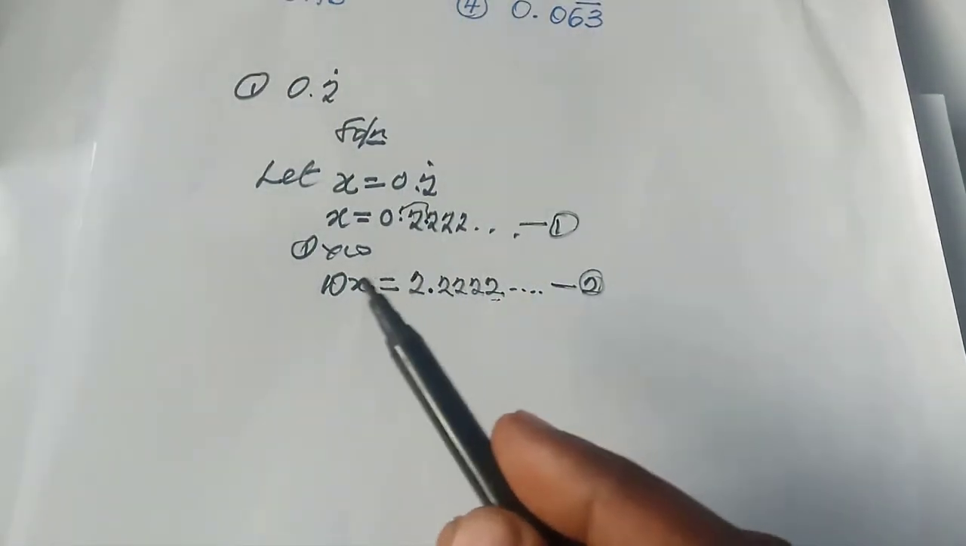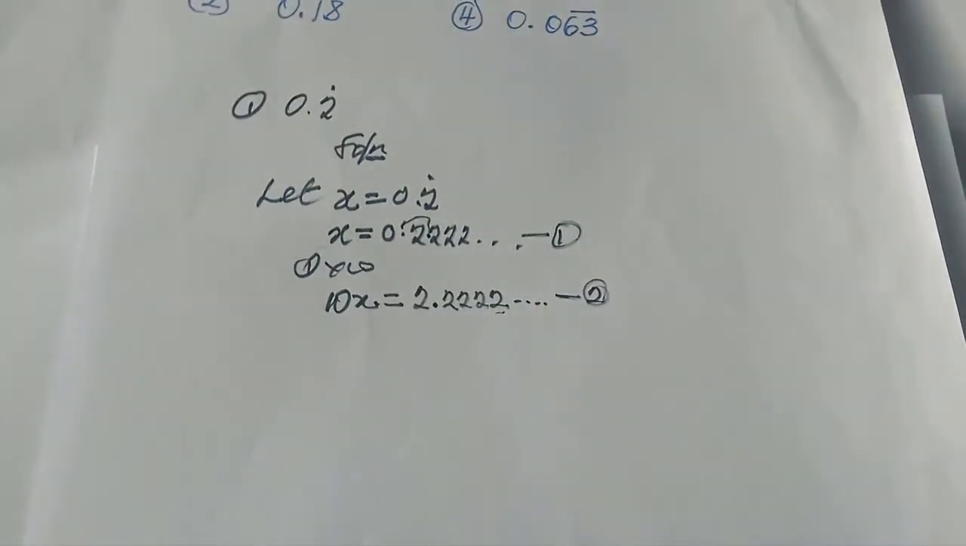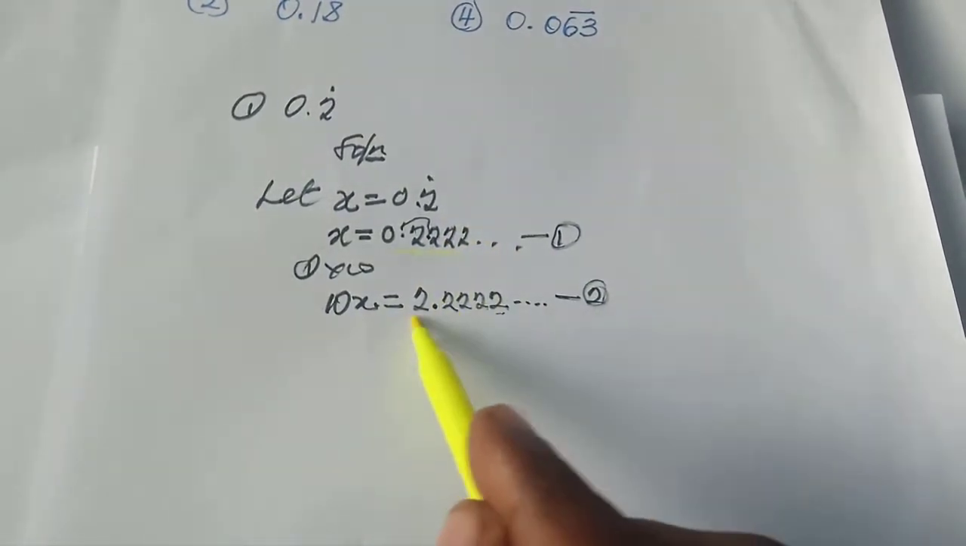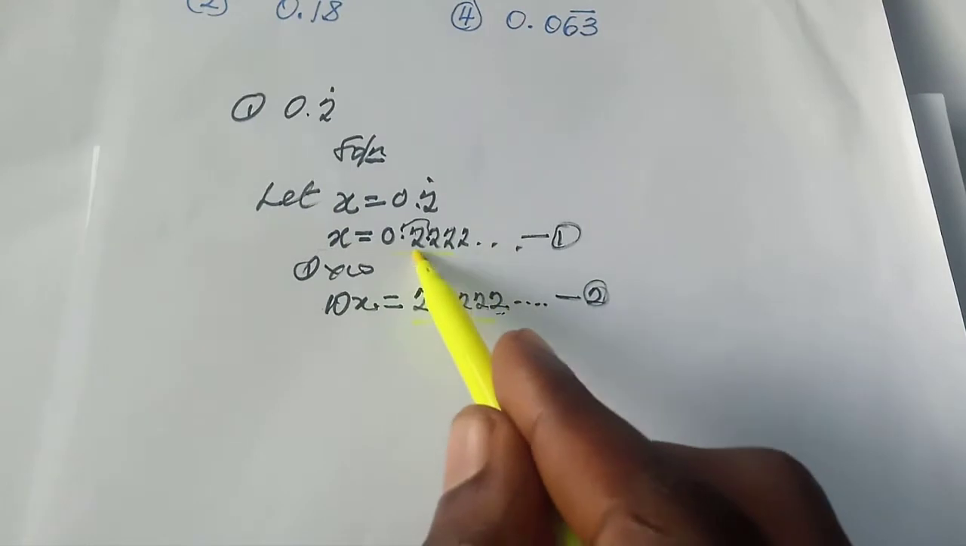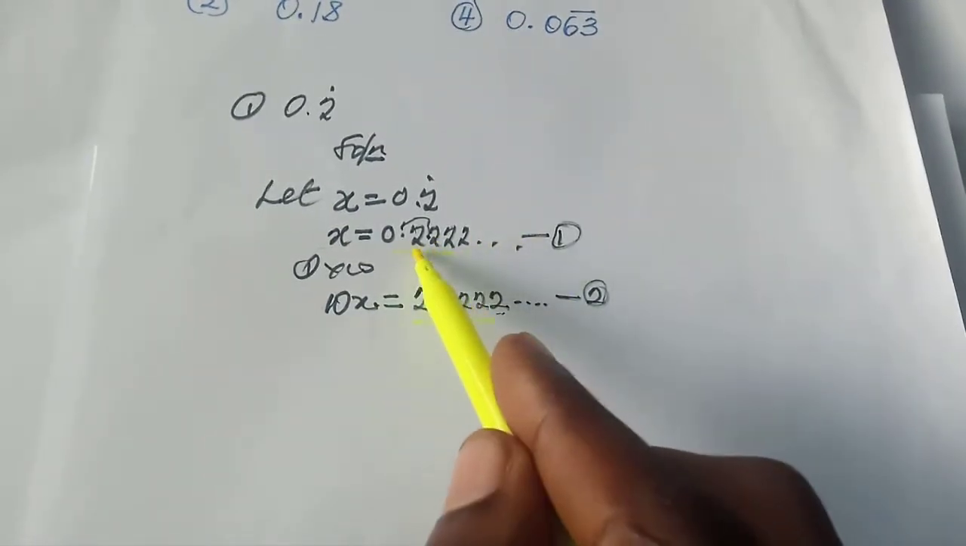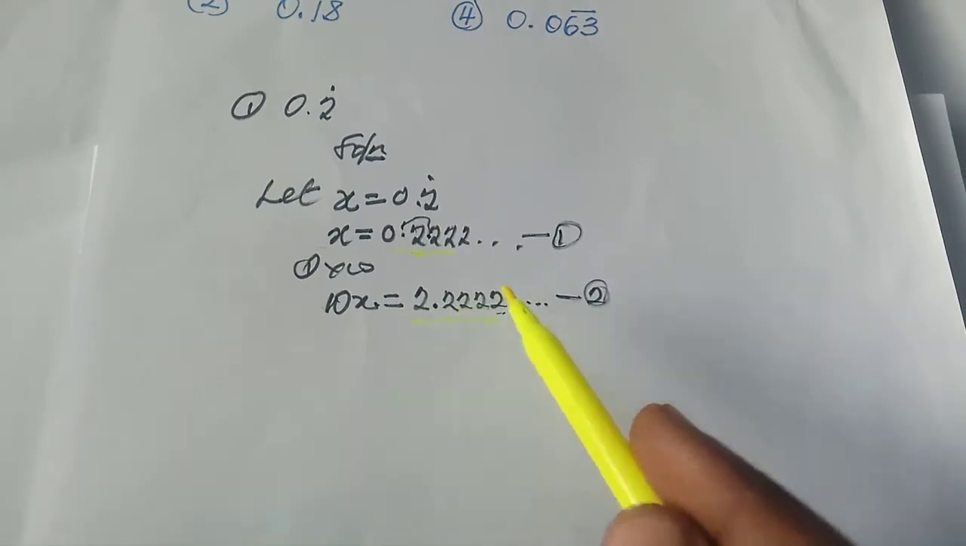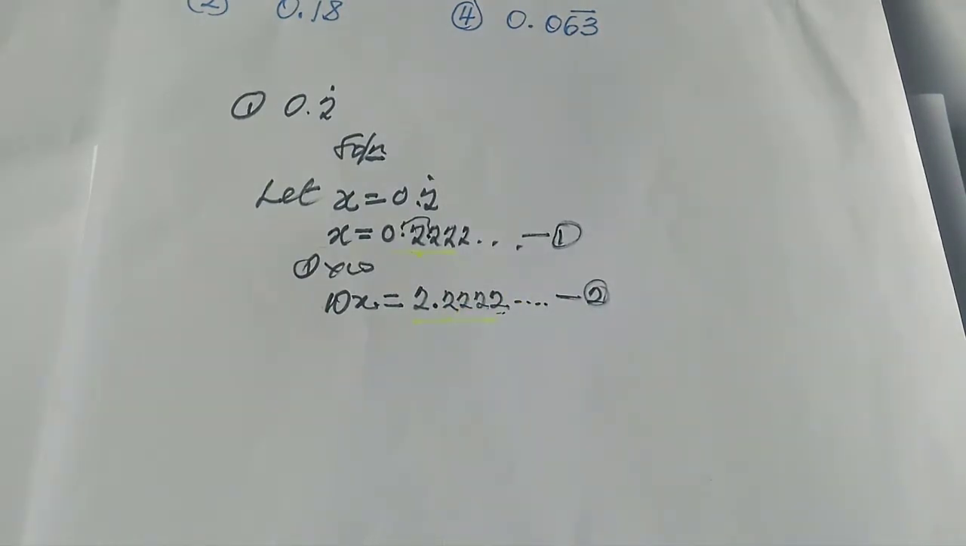If you're able to get 2 equations like this, the only thing you have to do is check the right side of the equations. Check the repeating pattern of the decimals. In this case, you have 2, 2, 2, 2. Over here, too, you have 2, 2, 2, 2. What it means is that you can work with those 2 equations.